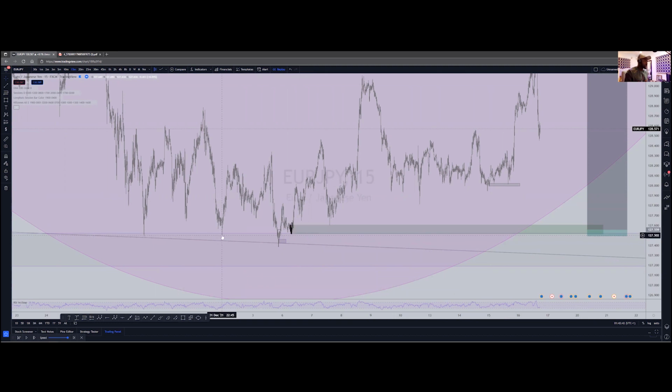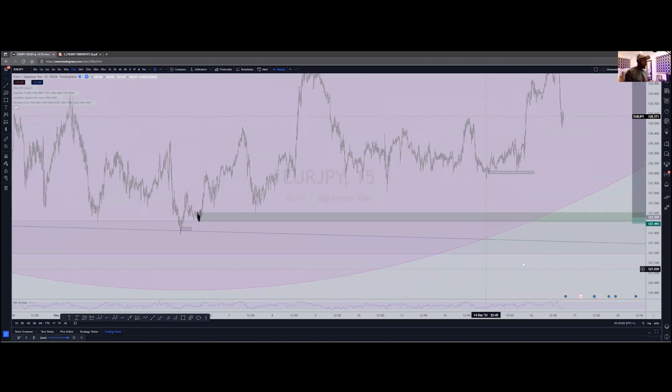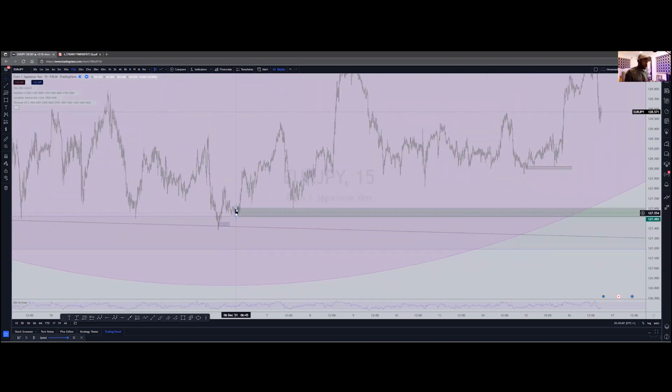So we can see all this liquidity stored here. What happens? We had a move that took out this liquidity and created this high. So we have high, low, lower high. Of course, this is a shift in market structure. Then what happened? We had a break of structure right here. This is a break of structure.